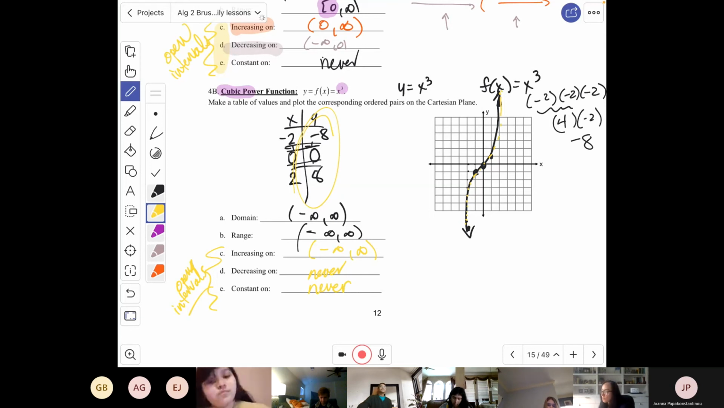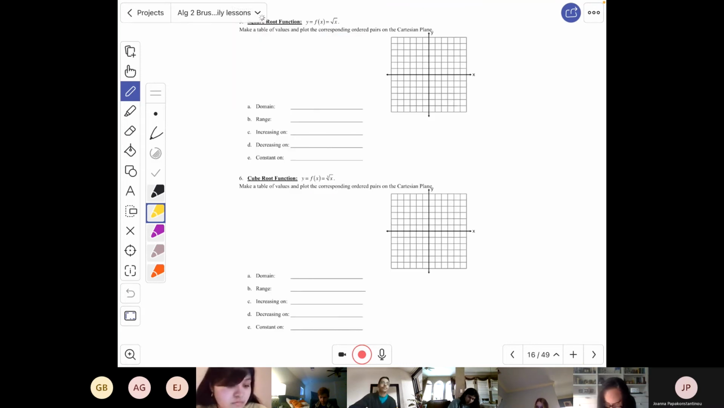Now, there are more power functions. There are more parent functions we can talk about, but I'm thinking, well, do I want to talk about these? Well, sure, why not? Let's do it.